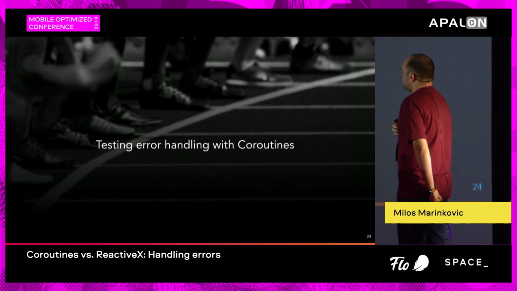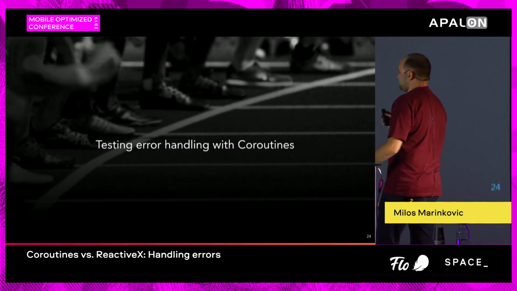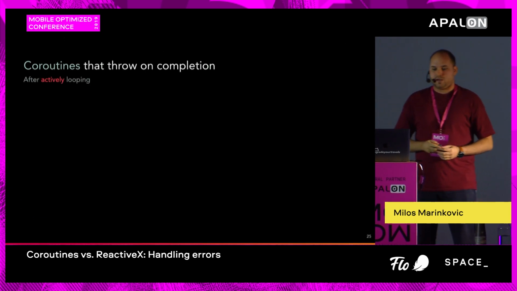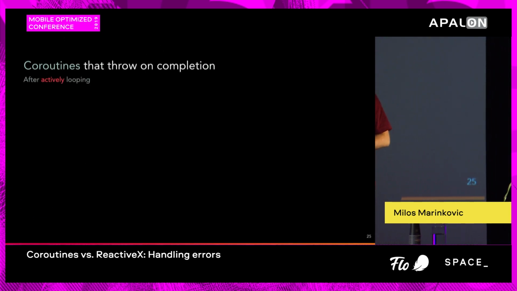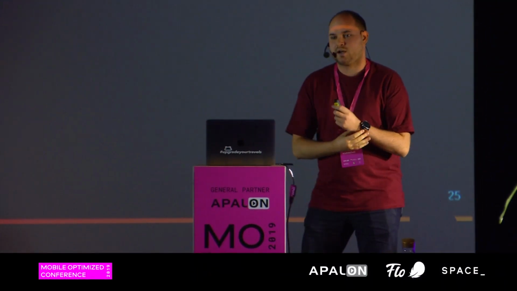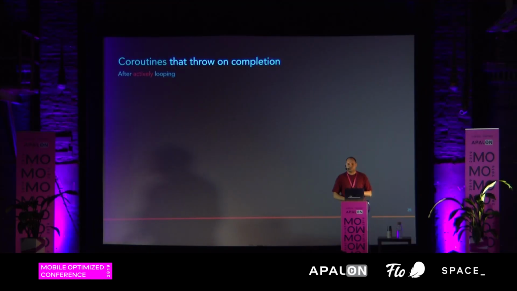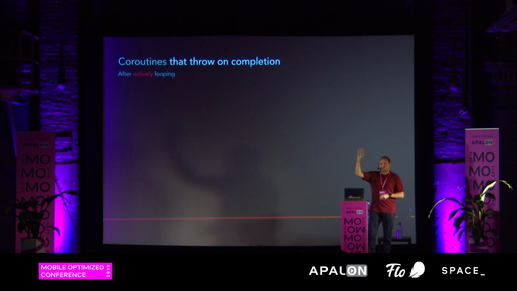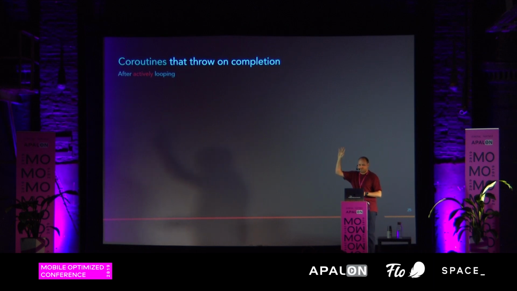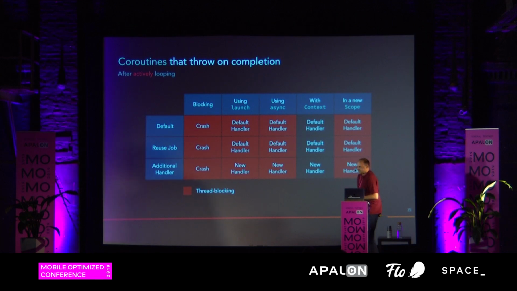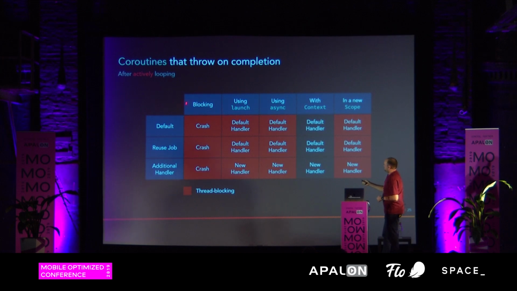So I tested error handling with these five use cases, and I'll show you what I got. We have five of them. How many of you think that none of them will crash the app if, after looping, I throw an error? Will it crash the app? Who thinks yes? You think it won't? Okay, nobody. Well, actually, run blocking always crashes the app, and I'll show you why.